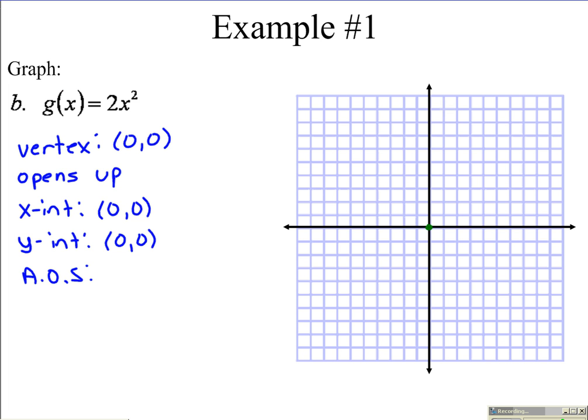Again, going to the graph, the only point we know for sure is right there at (0, 0). Let's once again pick a couple of values of x. Plug in. This time, if I put in 1 for x, I'm going to get out 2. If I put in -1 for x, I'm also going to get out 2.